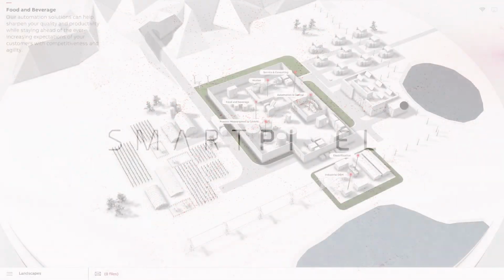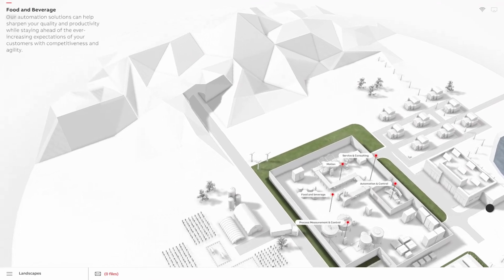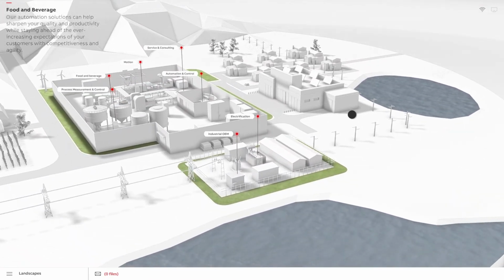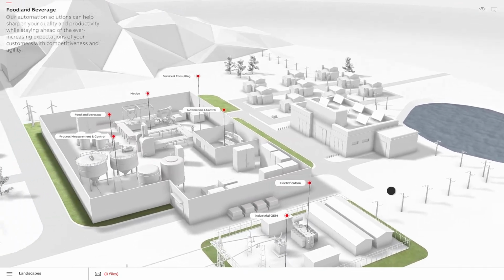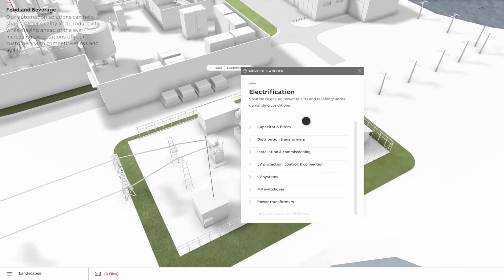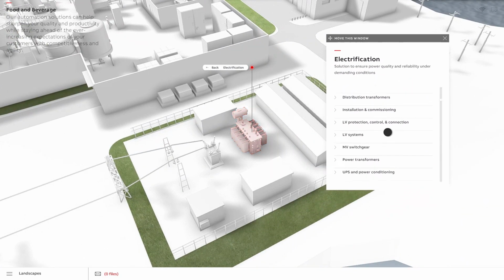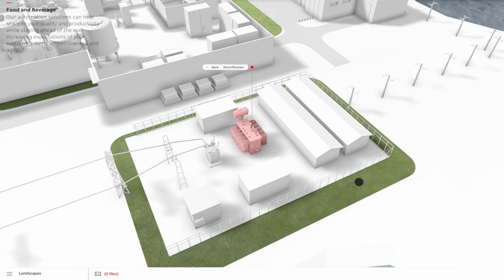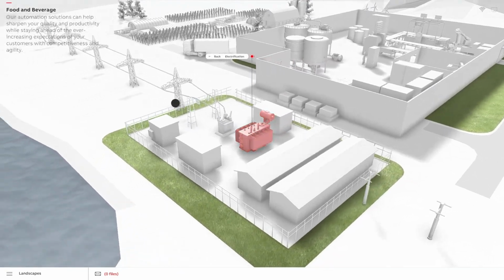SmartPixel can create interactive 3D virtual tours of food and beverage production facilities and all related environments. By using our real-time 3D engine, the user can explore your plants and factories, moving around at their pace with the ability to zoom in and out.